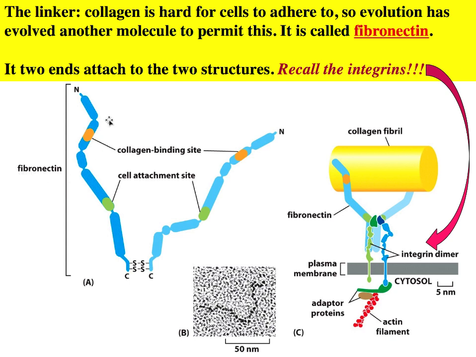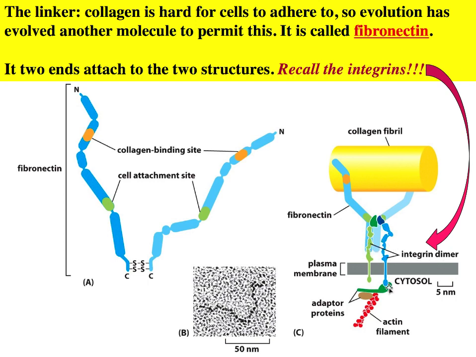Fibronectin works as a dimer, and along that particular polypeptide are two binding sites, one which binds to the collagen and the second one which attaches to other molecules in the membrane of the cell. And these other molecules are normally integrin proteins.